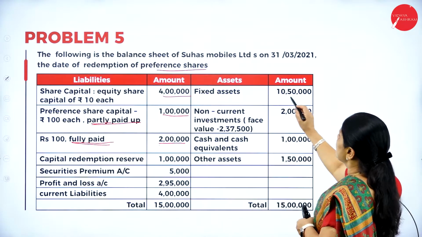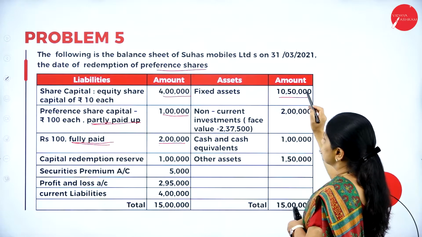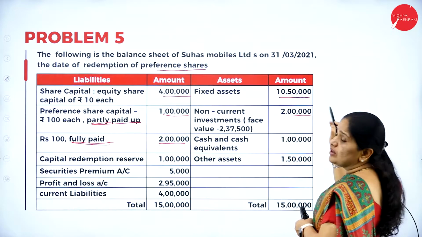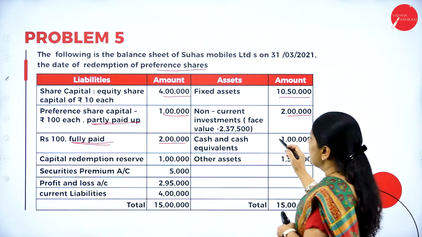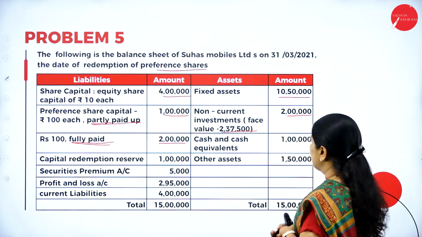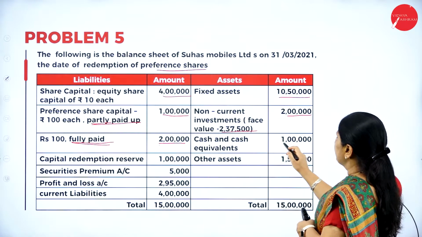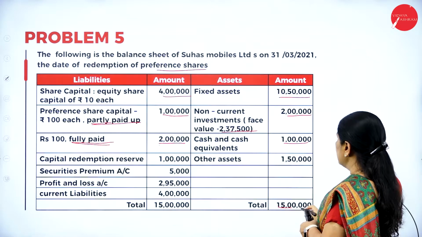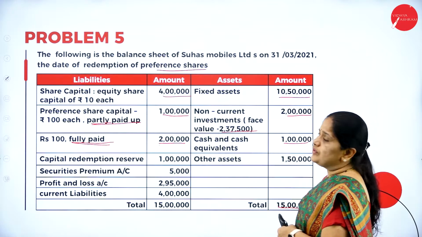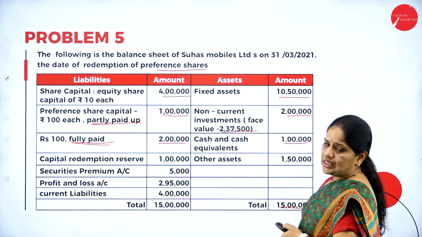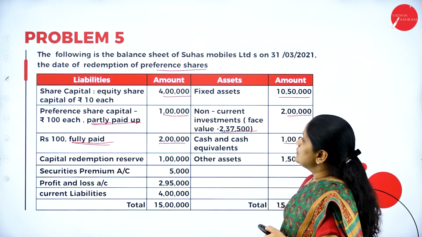Now, in the fixed assets, we have 10 lakhs 50,000 worth of assets. Non-current investments: the book value is 2 lakhs and the face value is 2 lakhs 37,500. Cash and cash equivalent is 1 lakh. Other assets 1 lakh 50,000. So the total comes up to 15 lakhs. This is the position of the balance sheet before redemption.